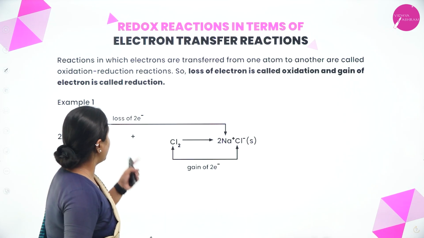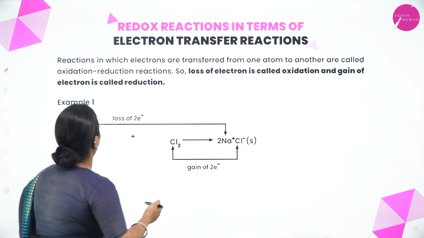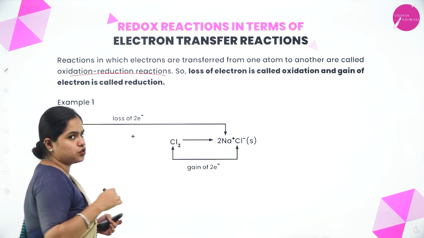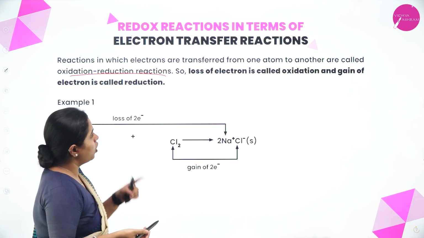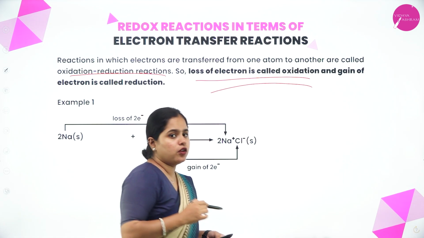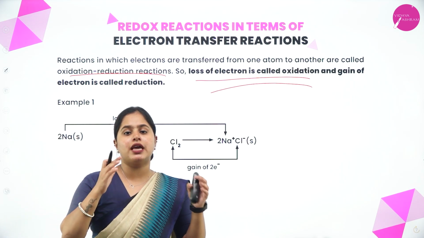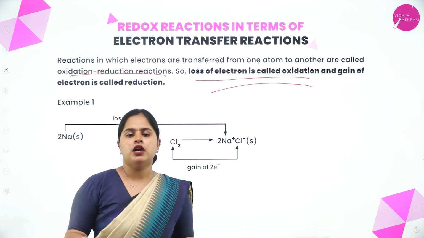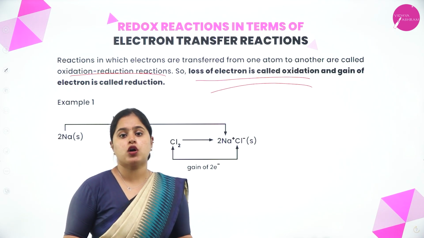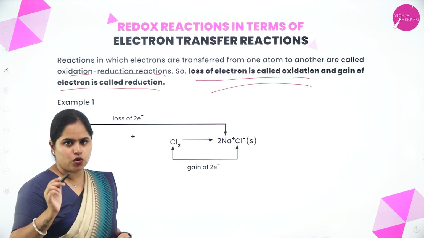So let's see. Reactions in which electrons are transferred from one atom to another are called oxidation reduction reactions. So both are taking place. Loss of electrons is called oxidation. So how can we define oxidation in terms of electron transfer? In oxidation reactions electrons will be lost, right? Losing of electrons is called oxidation and gaining of electrons is called reduction. So I hope that is clear.